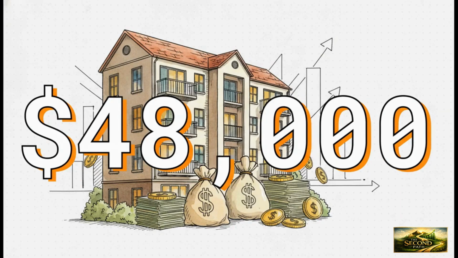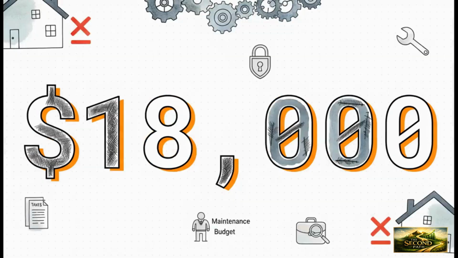That's the starting point for our whole calculation. First, we've got to figure out the income. Let's say each side of the duplex rents for $2,000 a month. So that's $4,000 a month in total, times 12 months in a year, and that gives us a gross annual income of $48,000. But it's not all profit. You've got to pay to keep the lights on, so we have to subtract all the operating expenses. We're talking property taxes, insurance, maybe some landscaping, repairs, the whole shebang. For our example, let's say all those costs add up to $18,000 for the year.